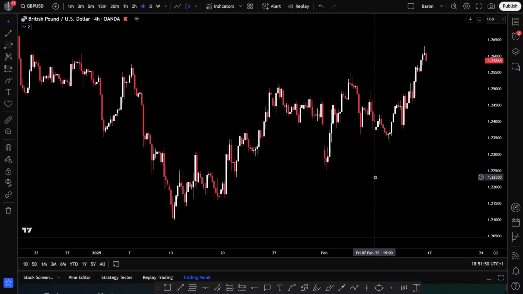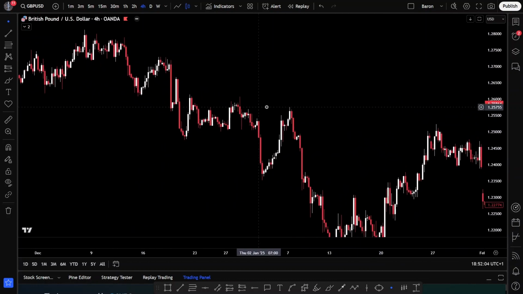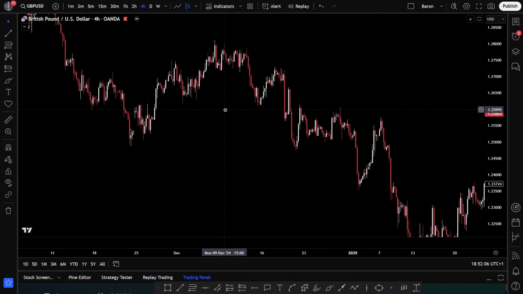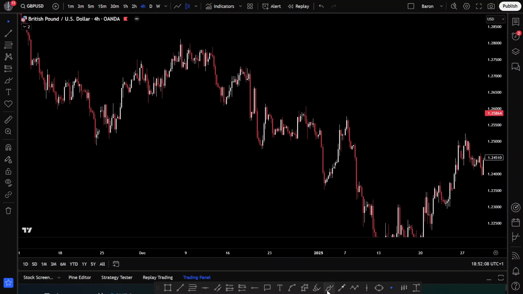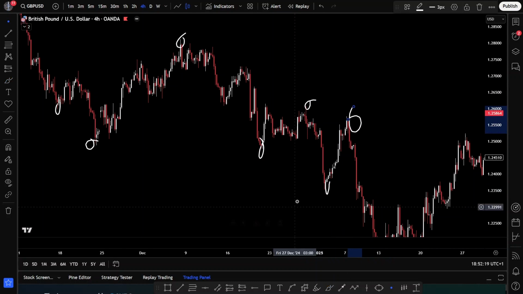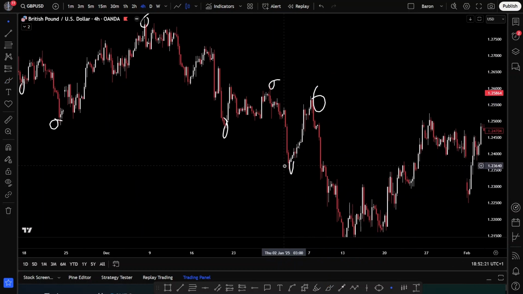Whenever you open up your chart like this and you want to start making your structure mapping, the first thing you need to do is visually identify your lower lows and lower highs, so that you can identify the prevailing trend of the market. As you take a closer look at this structure here, you see that the market keeps clearly making lower lows and lower highs. We have a lower low here, another lower low, lower high, lower low, lower high, lower low, and so on. So you can visually see that the market is probably bearish here.